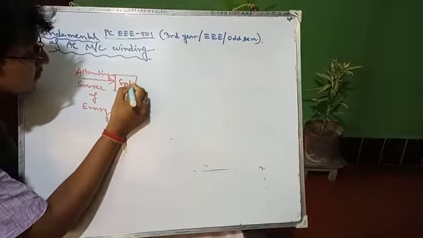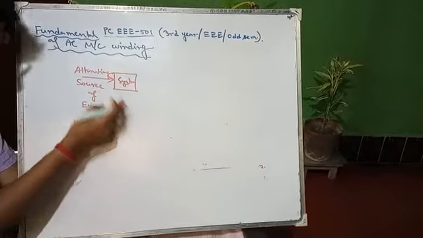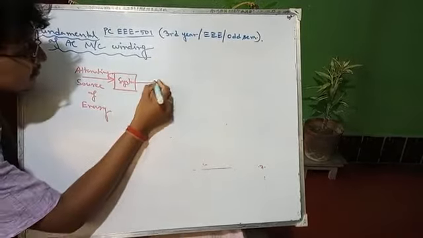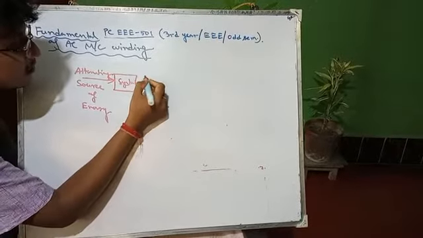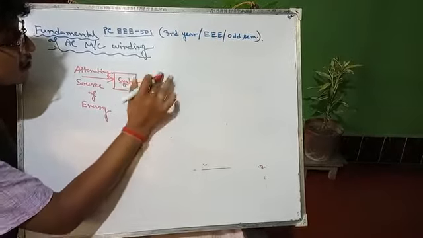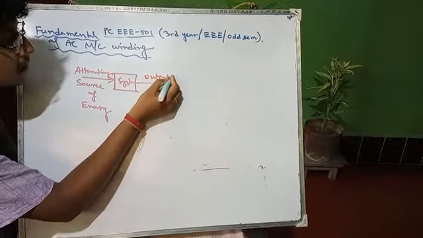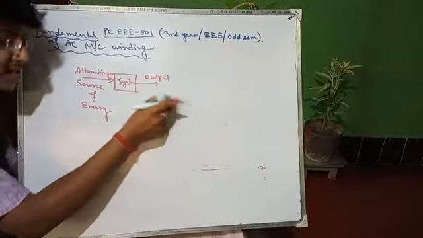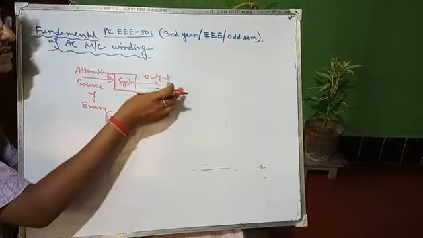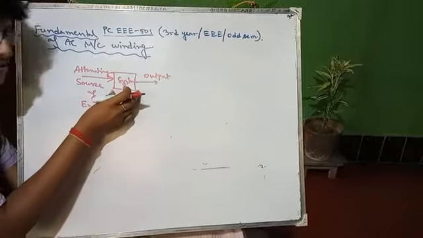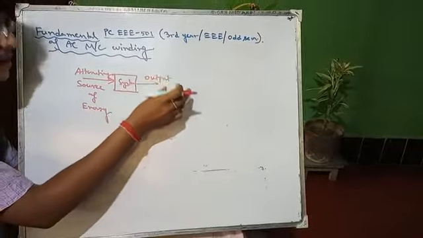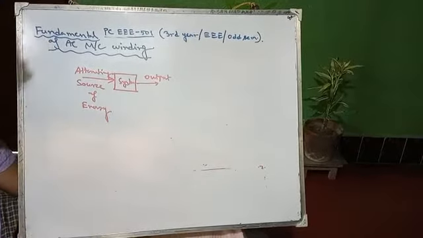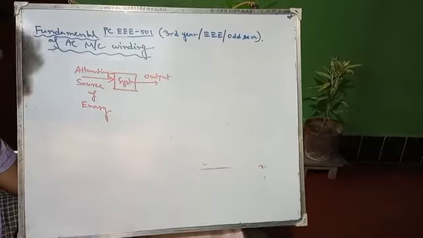This system may be a single phase induction motor, a three phase synchronous motor, or a three phase induction motor. And we get the desired output in the form of electrical energy or mechanical energy. If the output is electrical energy, then the system is a generator. And if it is mechanical energy, then the system is a motor. So an alternating source of energy is given to the system. This is the main important concept.